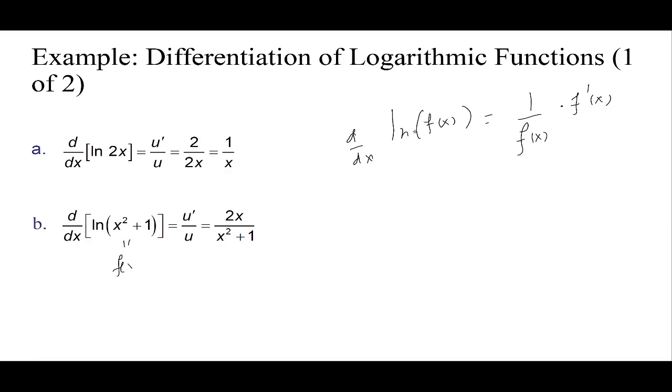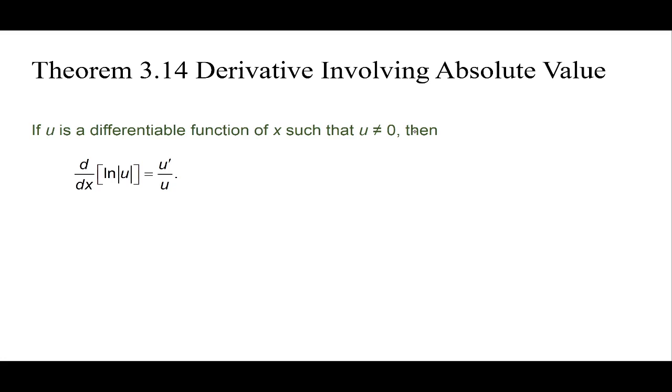This is your function, which is x squared plus 1. So using this formula, it would be 1 over f of x. Here we have used the notation u, but you can also use f of x, times the derivative of f of x. So what is f of x? It's x squared plus 1. So that's why x squared plus 1 goes on the bottom. And the derivative of x squared plus 1 is 2x. So that's why 2x is on the top. Sometimes you might have an absolute value after ln. In this case, that's the derivative of the natural logarithmic function.